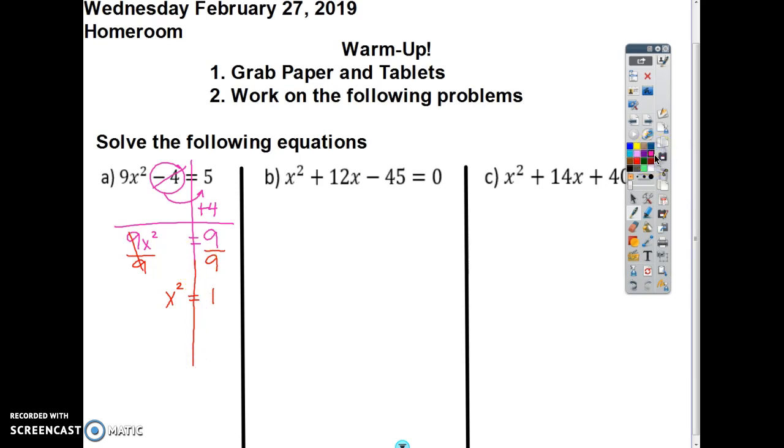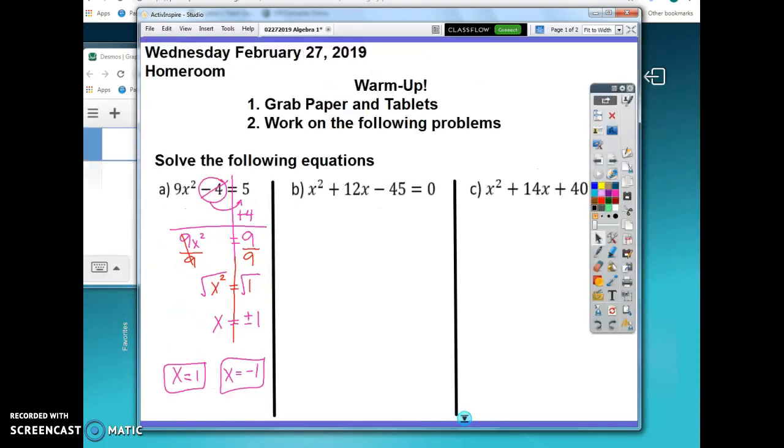Take the square root of both sides, because the square root's going to get rid of that square. So now you just have x equals, what's the square root of 1? 1. It's plus or minus 1. So that means you have 2 answers. One is positive, x equals 1, and one is negative, x equals negative 1. And if you put this in Desmos, it'll go through a positive 1 and a negative 1. Let's check.